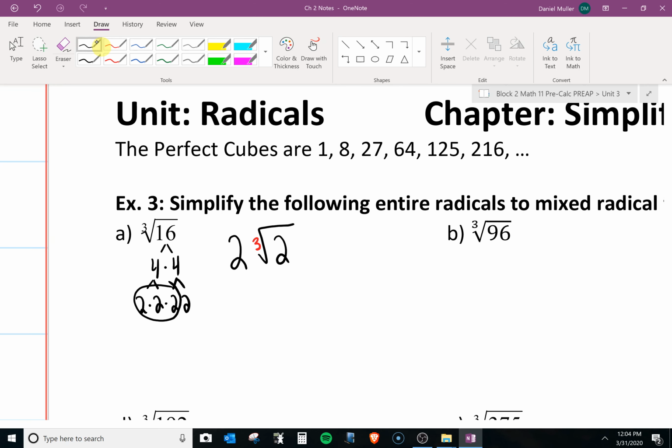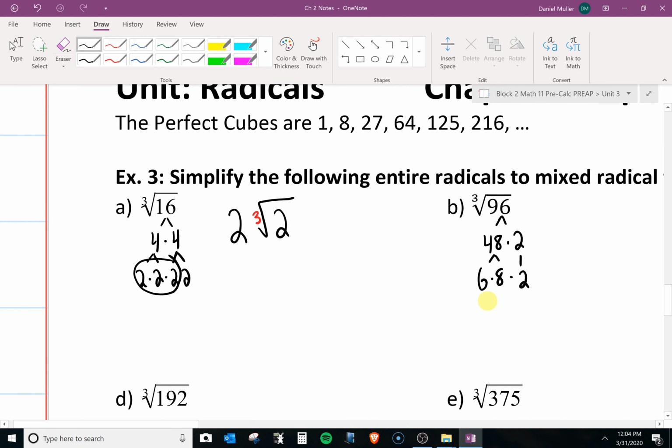Let's try the next question. 96. So 96 can be broken up to, I believe, 48 and 2. 48 can be broken up to 6 times 8. And the 2 can come down. The 6 can be broken up to 3 times 2. The 8, like I said before, can be a 4 and a 2, and that 4 can go down to another 2 and a 2. So the 8 I just break up to 2, 2, and 2. And then that 2 can come down there.